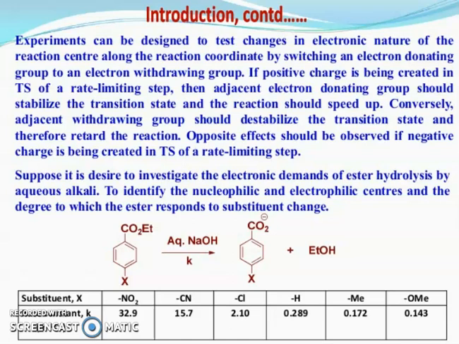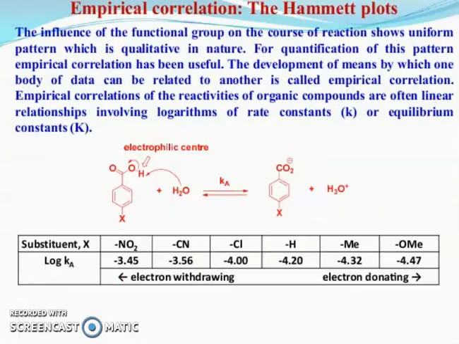Now, suppose it is desired to investigate the electronic demand of ester hydrolysis by aqueous alkali, to identify the nucleophilic and electrophilic centers and the degree to which esters respond to substituent change. So you can see the substituent X: NO2, CN, chloride, H, methyl, OMe. The rate constants you can see are different. So empirical correlations are given by the Hammett plot.